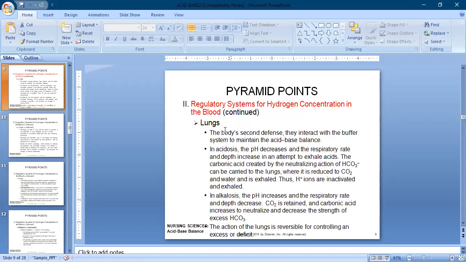They interact with the buffer system to maintain acid-base balance. So in acidosis, meaning respiratory acidosis, the pH decreases and respiratory rate and depth increase in an attempt to expel the acid. The carbonic acid created by neutralizing the acid is converted to bicarbonate ion. Bicarbonate can be carried to the lungs, where it is reduced to carbon dioxide and water, and also helps to exhale. Thus, the hydrogen ions are inactivated and also expelled out.